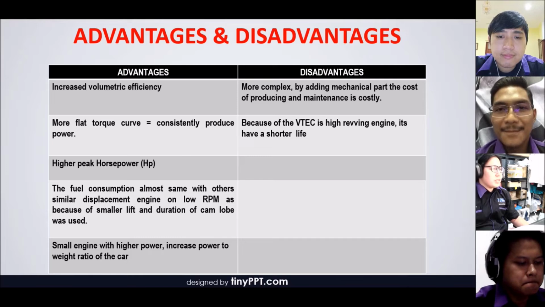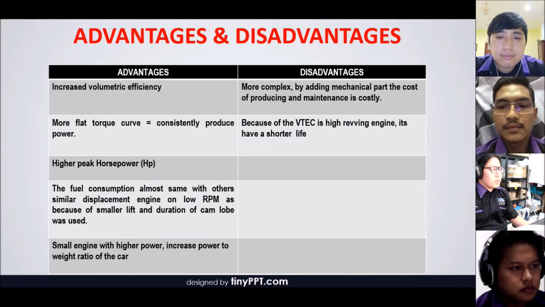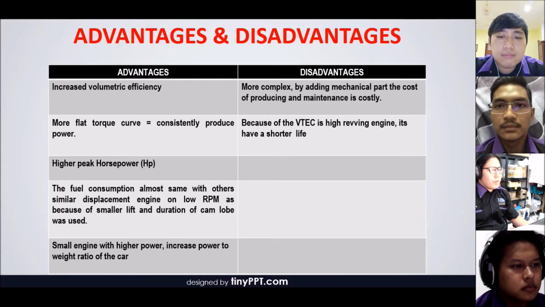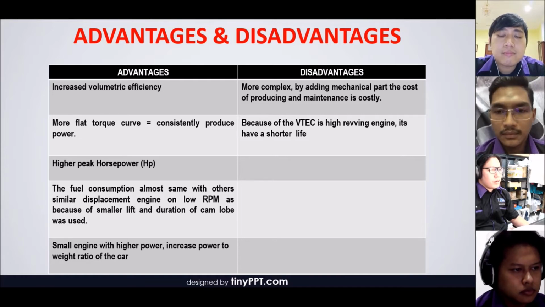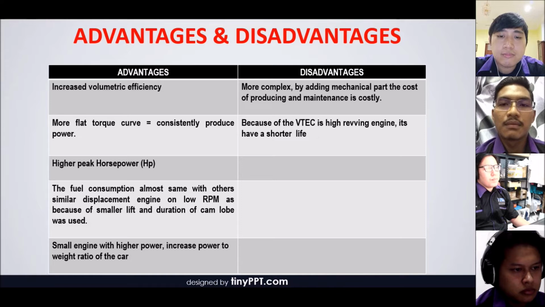For the advantages, first, it increases the volumetric efficiency of the engine. Then the system makes the engine have a flatter torque curve and consistently produce power. This system also has a higher peak horsepower, and the fuel consumption is almost the same as other similar displacement engines at low RPM because a smaller lift and duration of cam lobe is used. Because of the higher power, it will increase the power to weight ratio of the car.